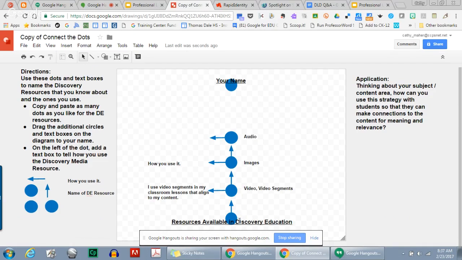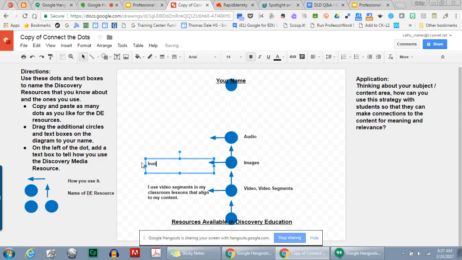At the bottom here, you have resources available in Discovery Education. At the top, you would type your name. There are dots here for the different resources I use. I use video segments. I've already typed some of these in for you. I use images and I use audio. How do I use images? I use images for instructional hooks. I use images for other parts of a learning activity as well. I can drag as many dots and use as many text boxes as I'd like to complete this activity.